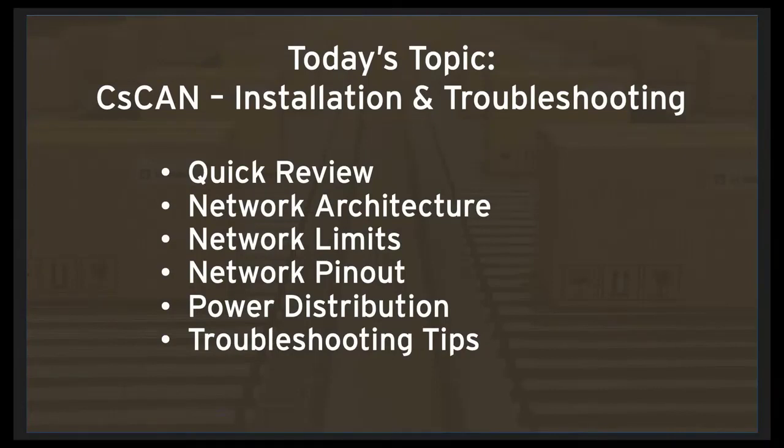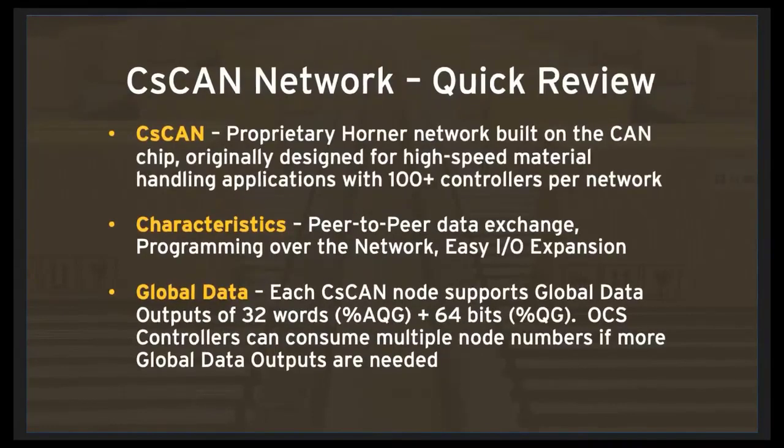We're going to talk about network architecture. We're going to talk about some of the network limits in terms of how many nodes can be in a network and how long those networks can be. We're going to review the pinout, of course, and what kind of cabling you should be using. We're going to talk about power distribution, because with CsCAN, you have the ability to power your I/O nodes from the network directly. We're also going to give you plenty of troubleshooting tips. Hopefully this is a pretty comprehensive coverage of the topic, and you get lots of good information out of it. All right, let's get started with a quick review.